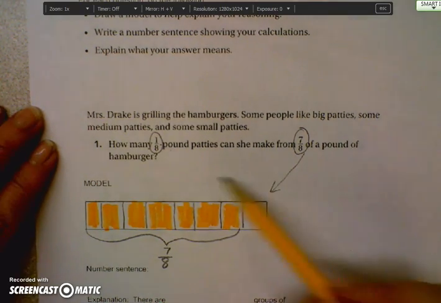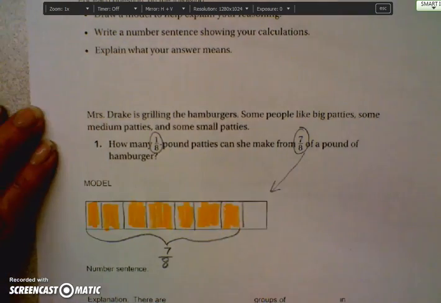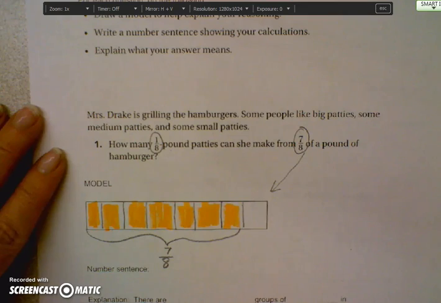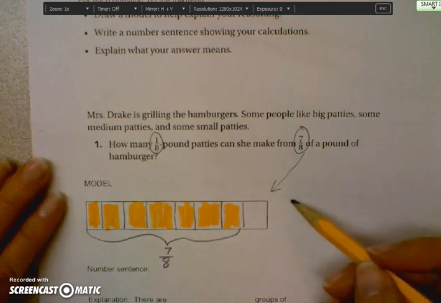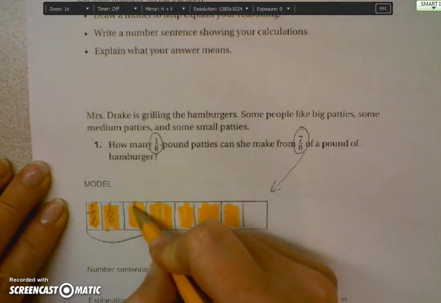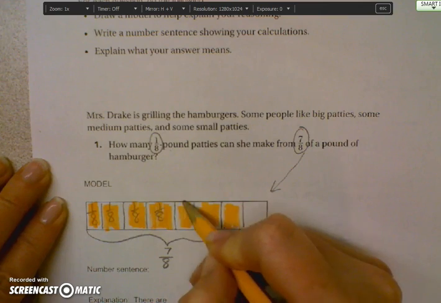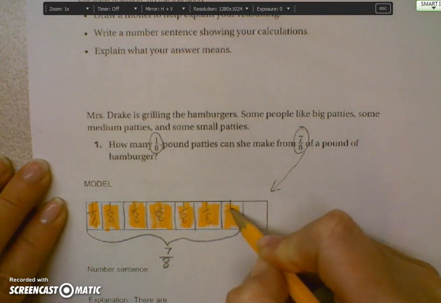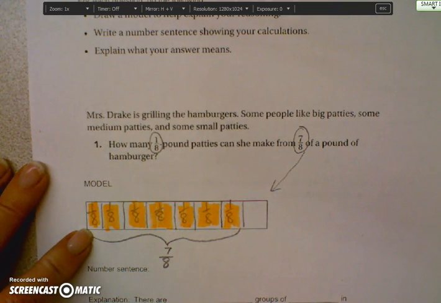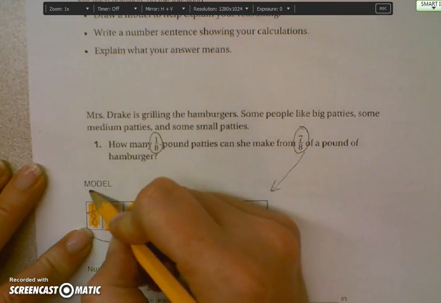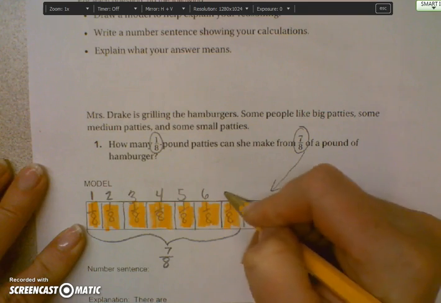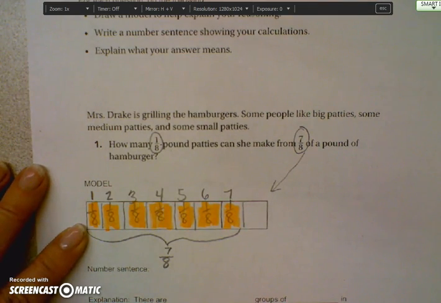And we're going to take this 7/8 and divide it into 1/8 pound patties. That means each eighth is going to make a burger. So we have 1/8 here, 1/8 here, 1/8 here, 1/8, another eighth, another eighth, and another eighth. So that means each one of these eighths can make a burger patty. So we can make 1 patty, 2, 3, 4, 5, 6, 7. We can make 7 patties.